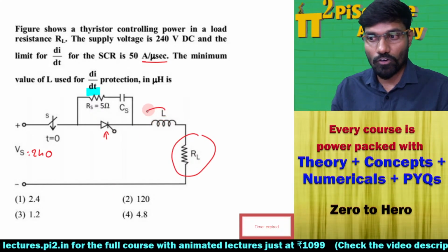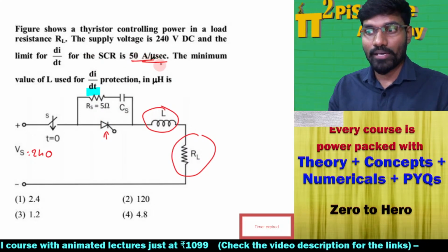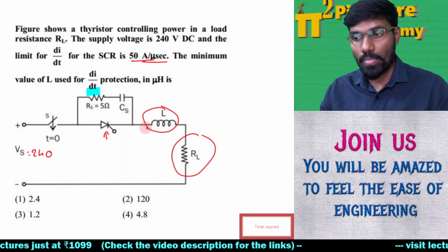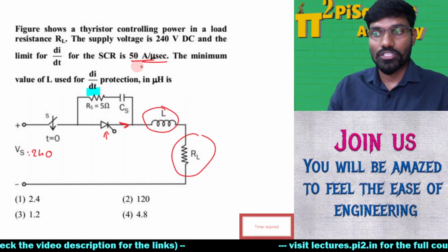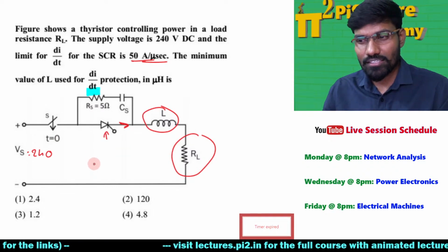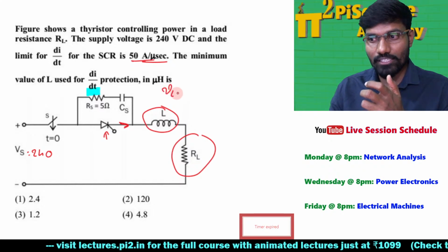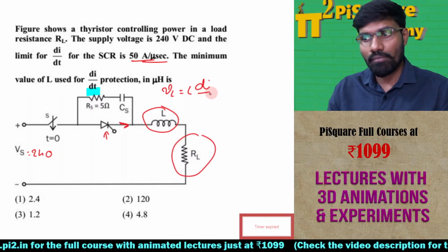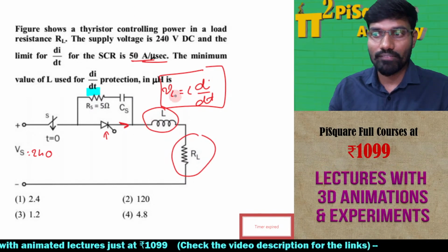So the rating of the SCR is given as 50 ampere per microsecond. What should be the value of the inductor such that the current through it never exceeds this rate of change of current for the given 240 volts? You know the formula for inductor voltage, for any inductor in general: VL is equal to L di/dt. We'll use the same formula here.